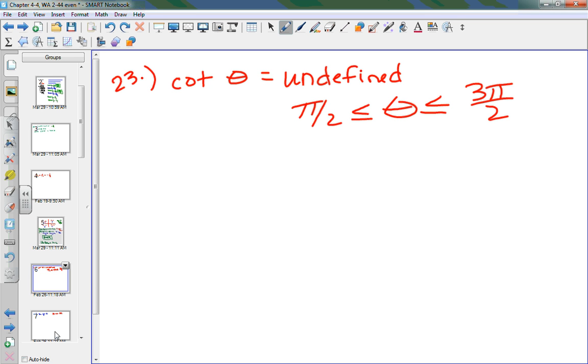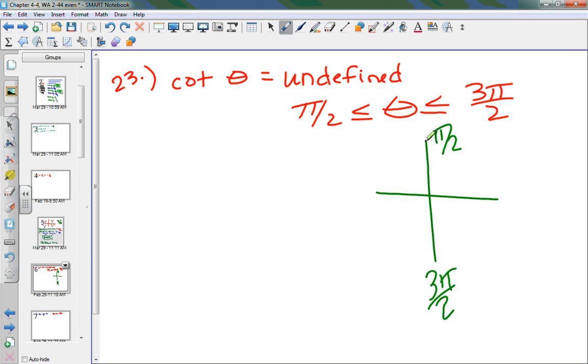Well, it says that pi over 2 is less than or equal to theta, which is less than or equal to 3 pi over 2. Where in the world is all of that? Where's pi over 2? Where's 3 pi over 2? The bottom. Well, if theta is between there, what quadrants am I possibly in?